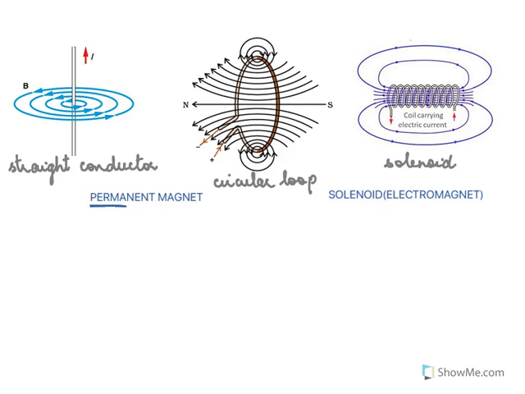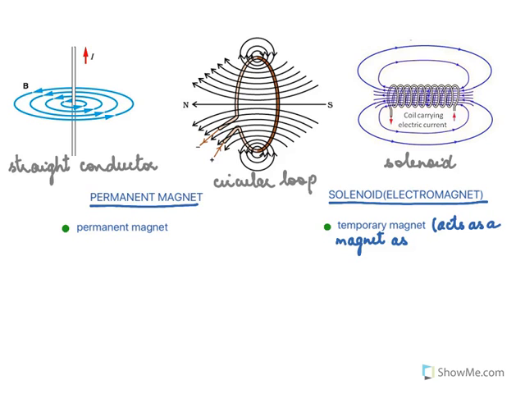The next point we're going to learn is the difference between a permanent magnet and a solenoid. The first difference is that a permanent magnet is permanent. It doesn't lose its magnetism unless you drop it, and a solenoid is a temporary magnet because it acts as a magnet as long as current is flowing through it. The minute the current stops flowing, it loses its magnetism.